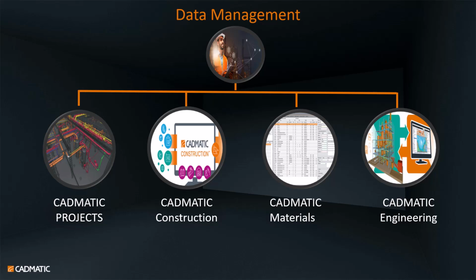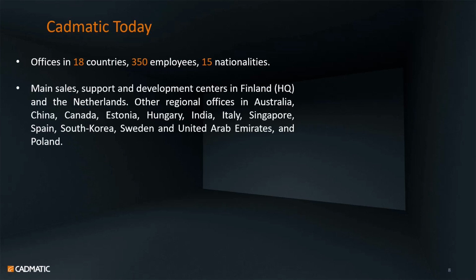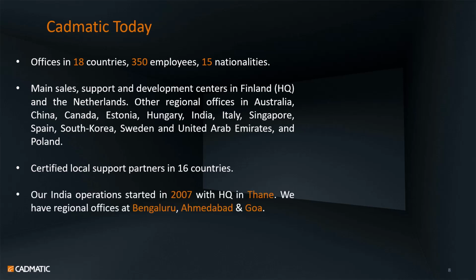Cadmatic today has offices in 15 countries with 300 plus employees. Our main sales support and development centers are in Finland and the Netherlands. The regional offices are in Australia, China, Canada, Estonia, Hungary, India, Italy, Singapore, Spain, South Korea, Sweden, UAE and Poland. We have local support partners in 16 countries and we started our India operations in 2007 with headquarters in Thane, Mumbai and regional offices in Bengaluru, Ahmedabad and Goa. We have 6,000 customer organizations in 60 countries.